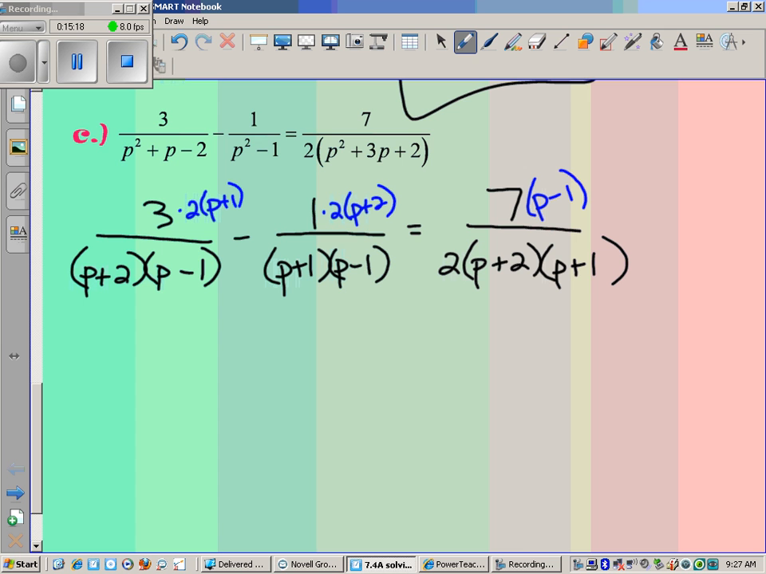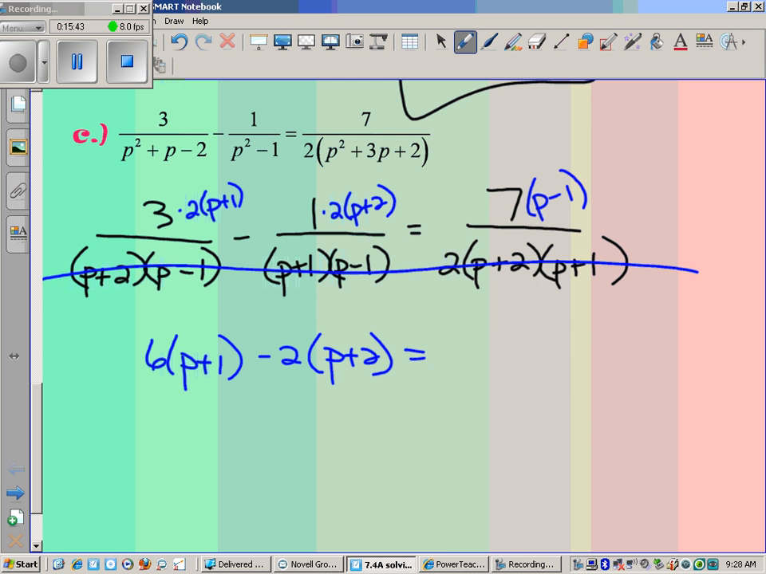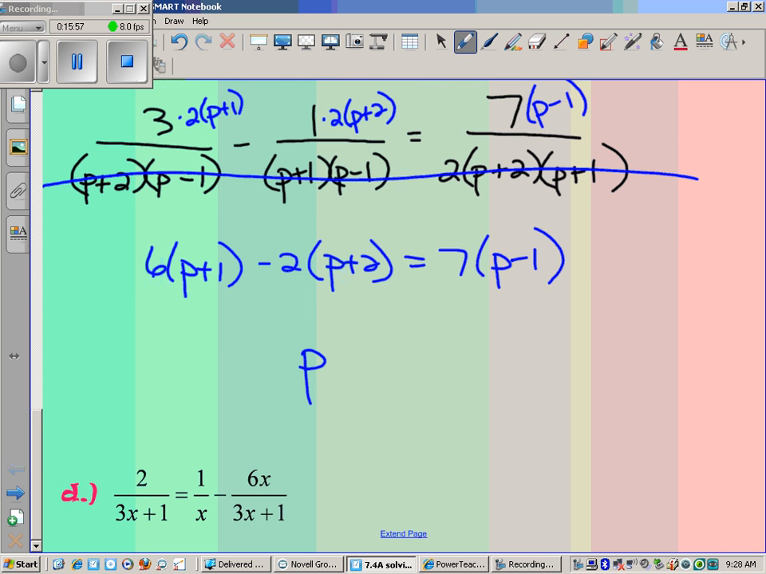Now that my denominators are the same, because I do it to the bottom also, can I ignore them and just set the tops equal? So on the top, what's 3 times 2? So can I do this? 6 times p plus 1, make it a little bit more simplified. What's negative 1 times 2? Negative 2 times p plus 2. And then I have my 7 times my p minus 1. Alright, so I've combined the numbers in the front. What do I still have to do? Distribute and solve. Will you distribute and solve and get me a p equals, please?